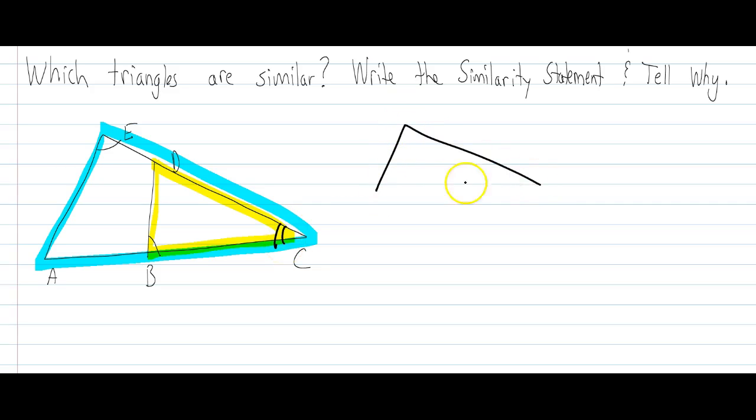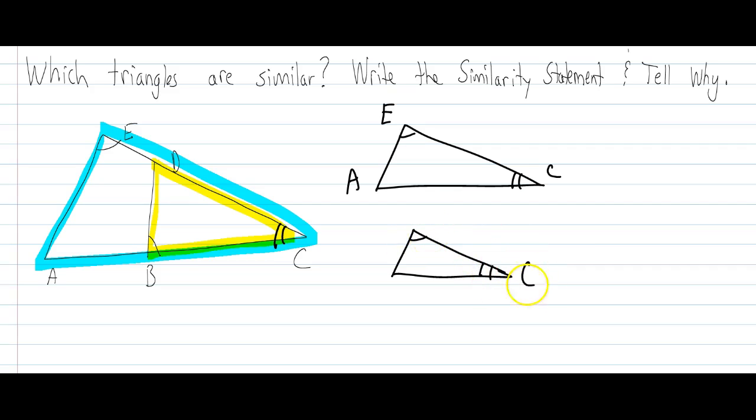So what I'm going to do is draw out the big triangle, the one that's in turquoise. It's triangle AEC. We have the double marking and the single marking. And right below it, I'm going to draw the yellow triangle, and I'm going to put the corresponding marks in the same location. So this is C, and the yellow triangle, angle B, is the one that has the single mark on it, and there would be angle D.